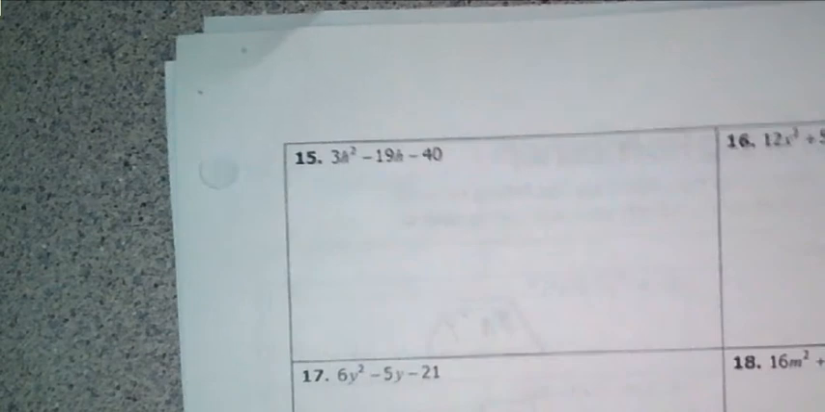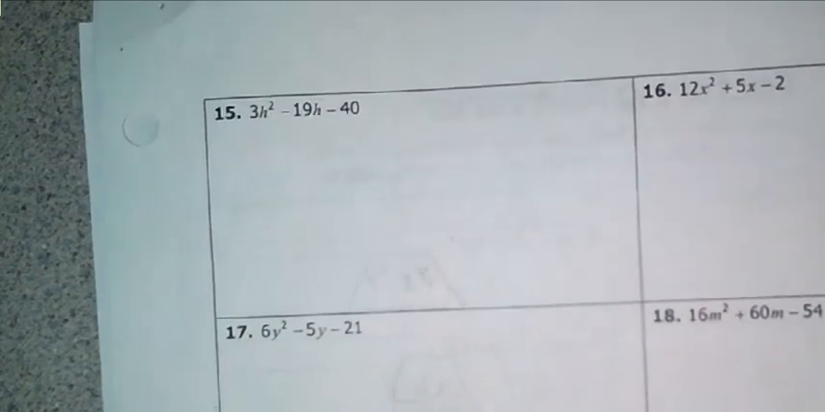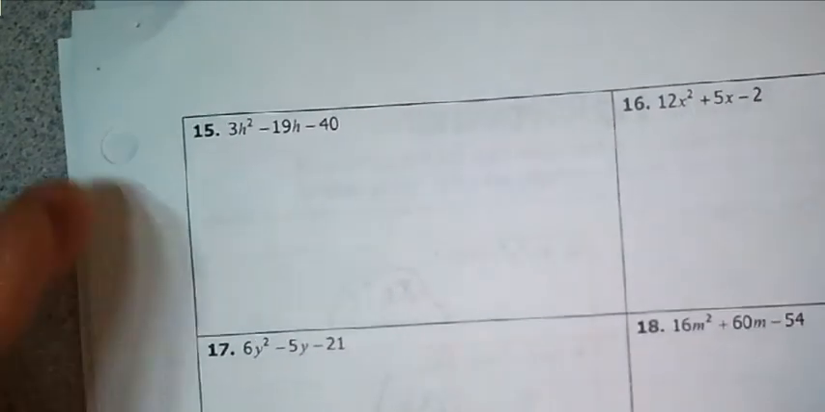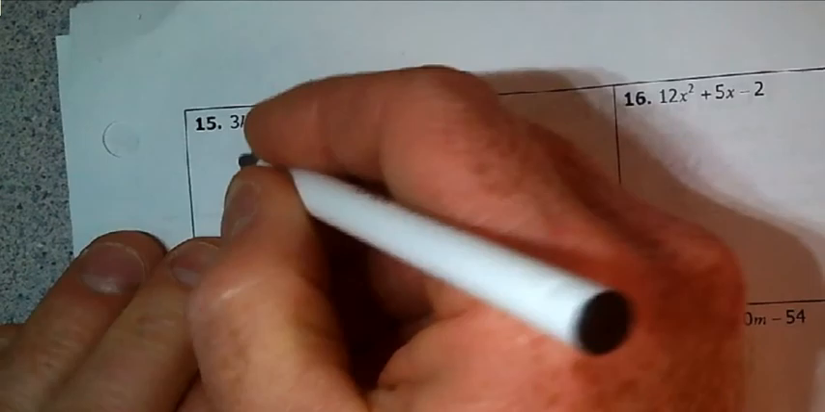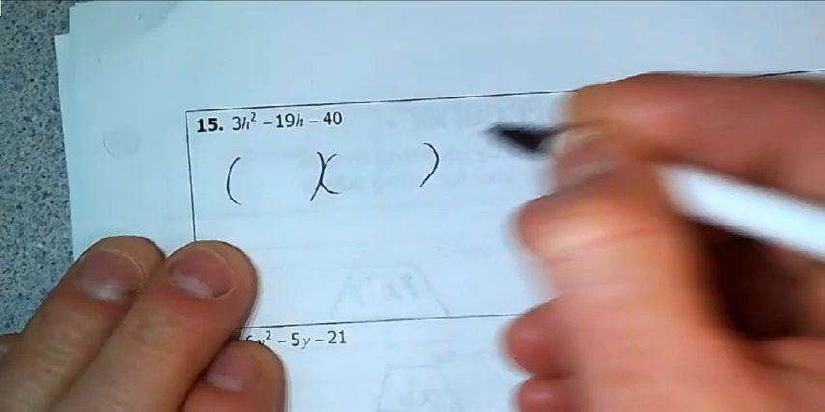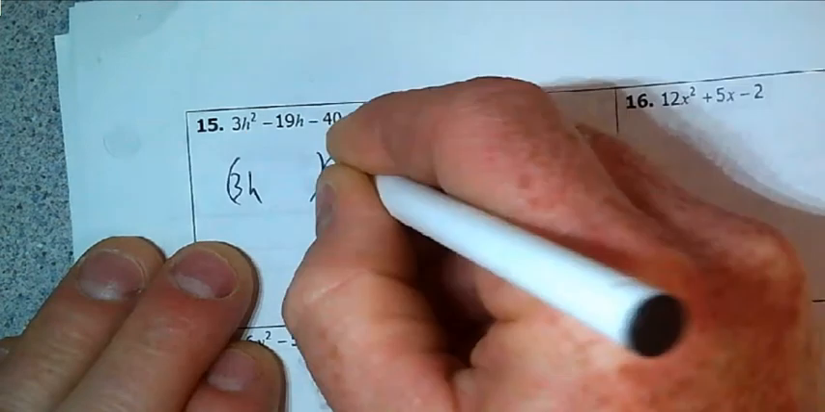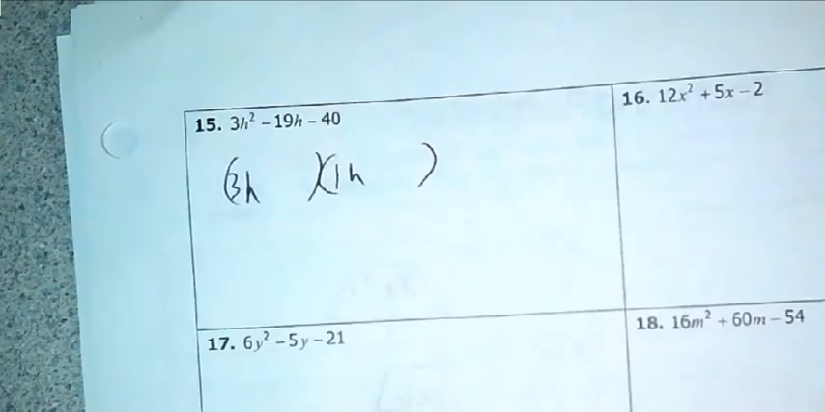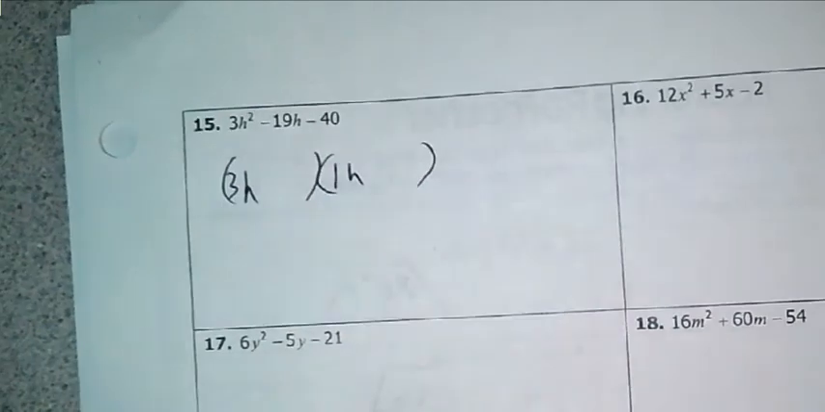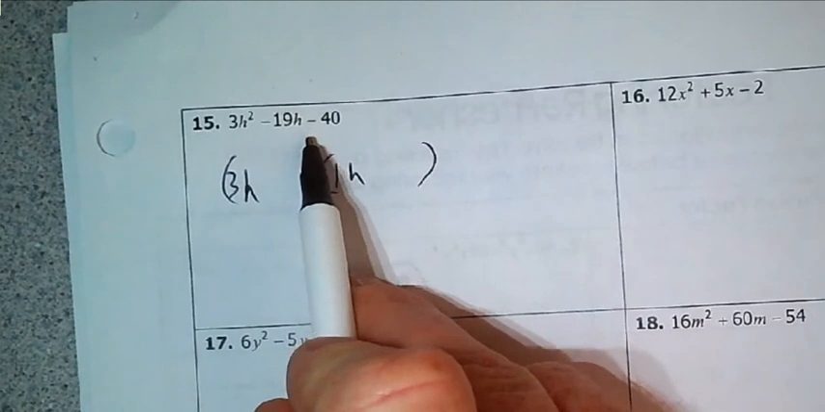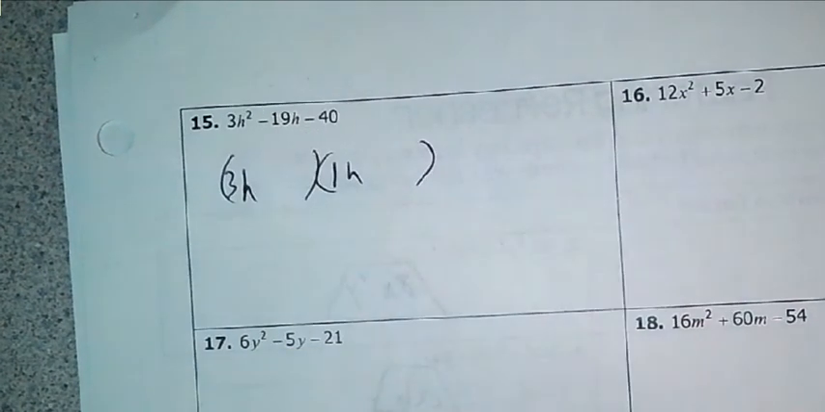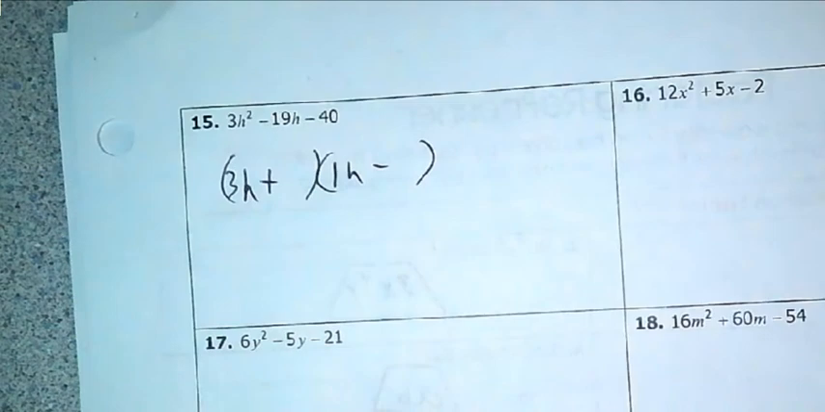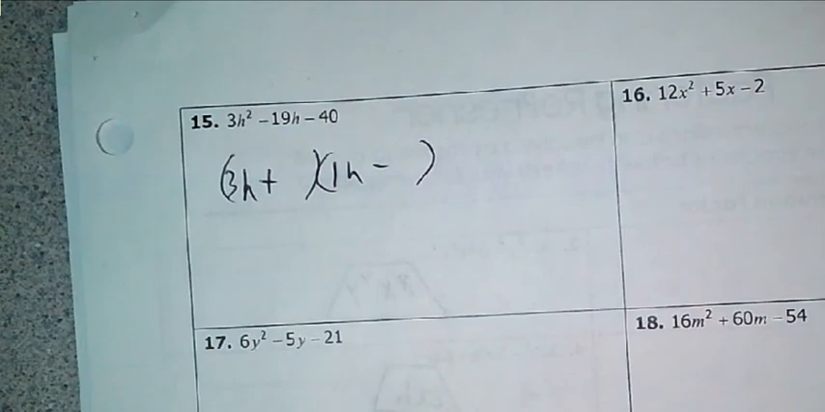Okay, look at 15. Alright, is 3 a GCF? No. So, 3 only has 2 factors. 3h and 1h. Alright, now my last sign is negative, which means I'm going to have a positive and a negative, so I'm just going to throw it in there as positive and negative. I don't know if I have to rearrange it yet.